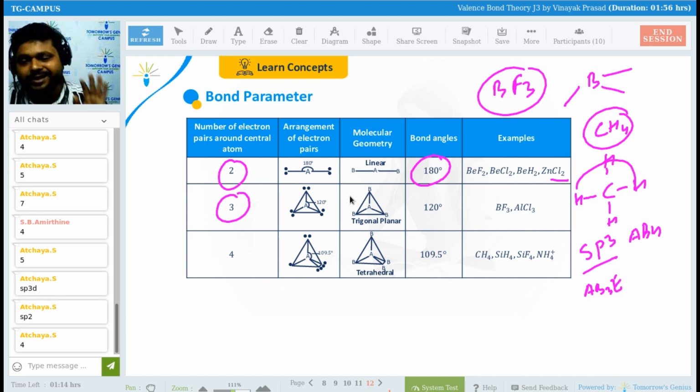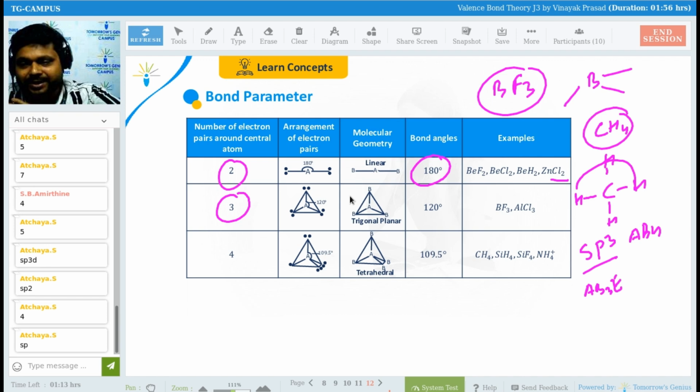If you add your lone pairs and bond pairs together and get 5, then it is sp3d. If you are getting 4, then the hybridization will be sp3. If there will be 2, then sp only. If there will be 2, what will be there? sp. Getting my point, everyone?